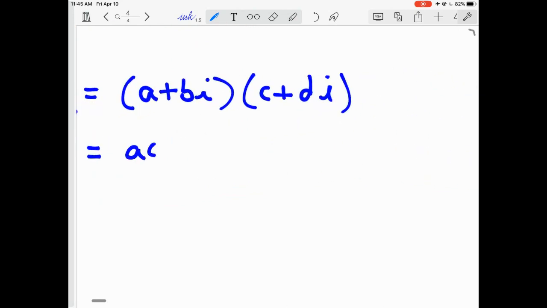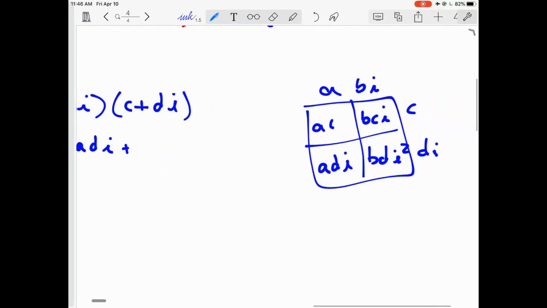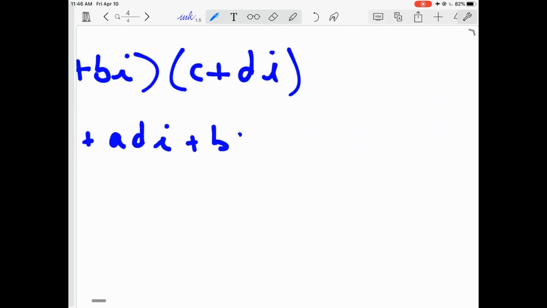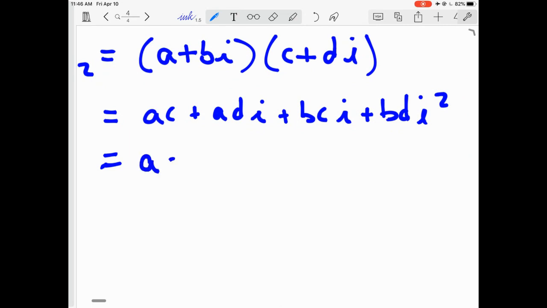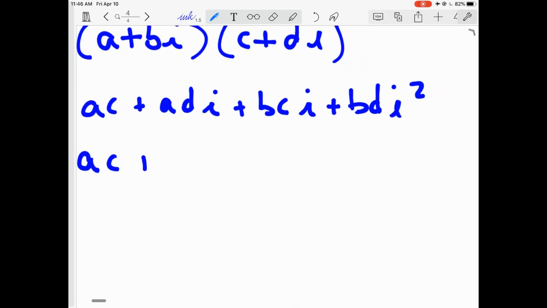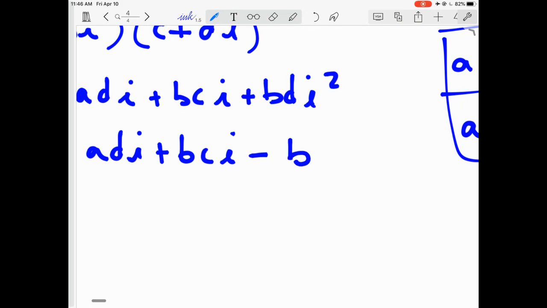So ac plus adi plus bci plus bdi squared. Couple things here. I know that i squared is -1, so I have ac plus adi plus bci minus bd.